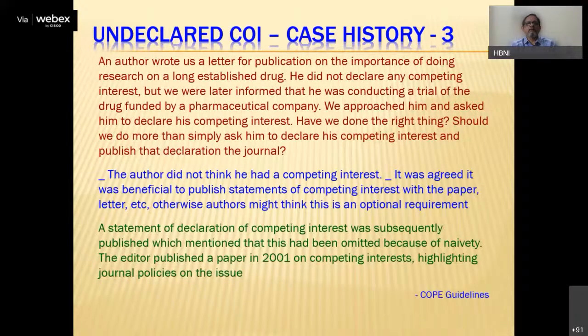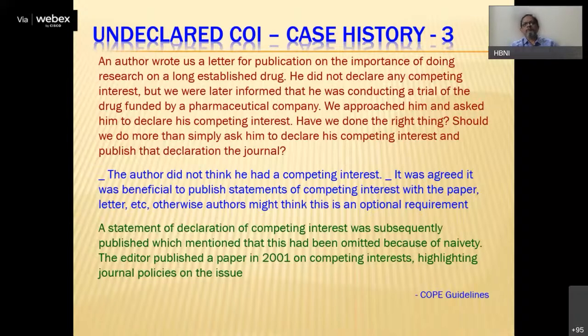Then another case was that the author himself wrote a letter for publication to the journal on the importance of doing research on a long-established drug. And he did not declare any competing interest. But the editors were later informed that he was actually conducting a trial of the drug, and this trial was funded by a pharmaceutical company. So this was found when they made some inquiry. So the editors approached him and asked him to declare his competing interests.